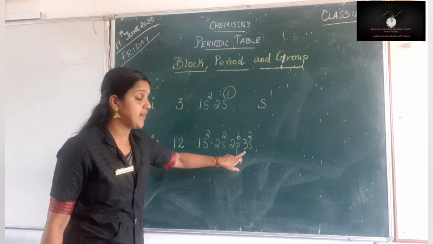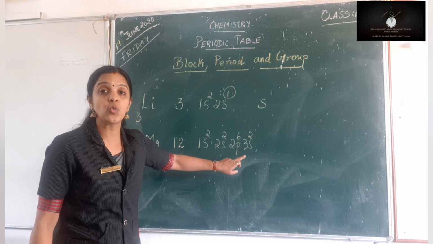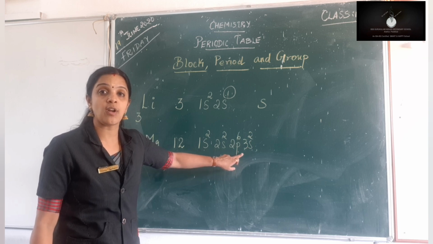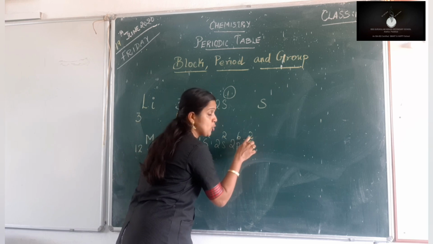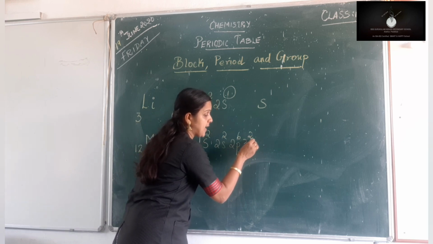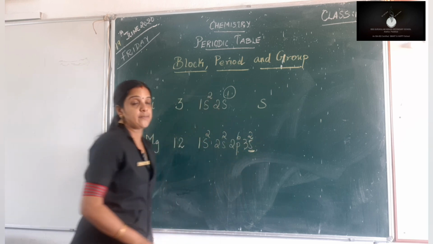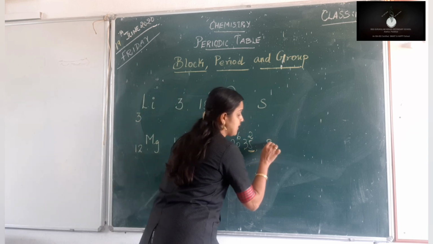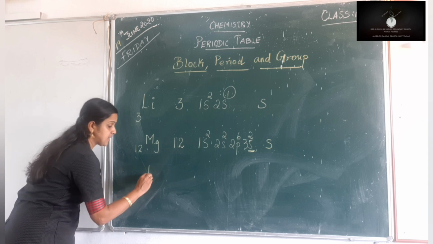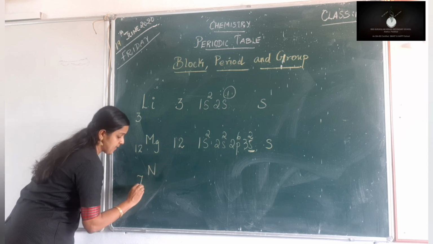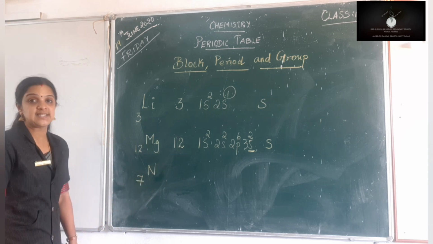Now again find out the subshell to which the last electron gets added. You can see the last 2 electrons get added to the S subshell. So I write here S. Now let me take one more example, that is nitrogen having atomic number 7.